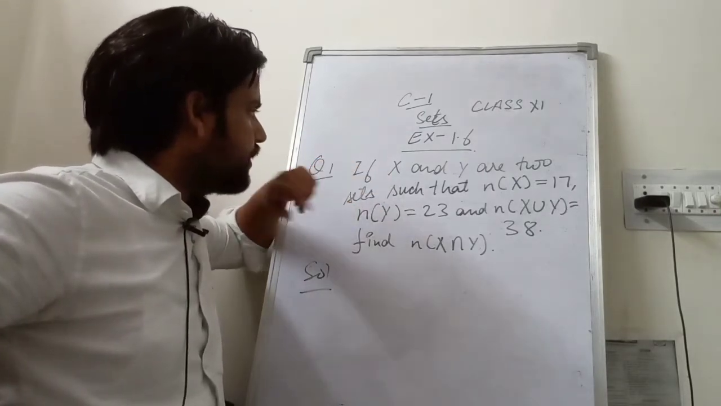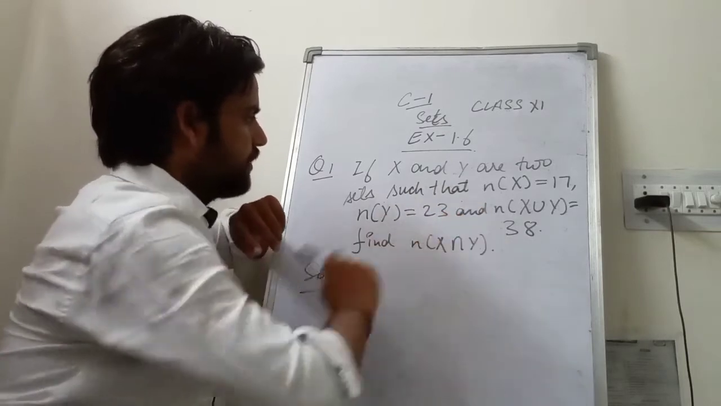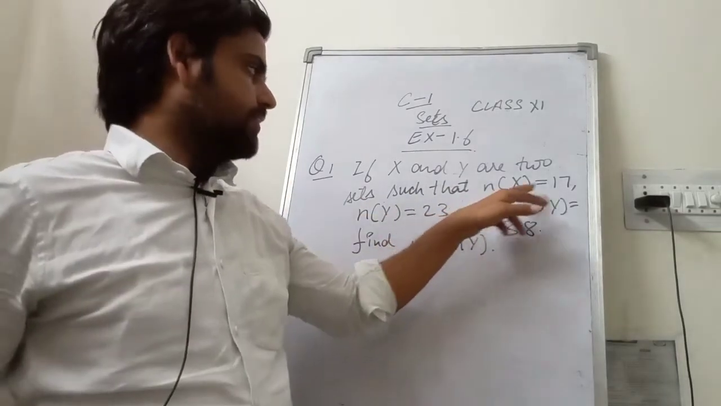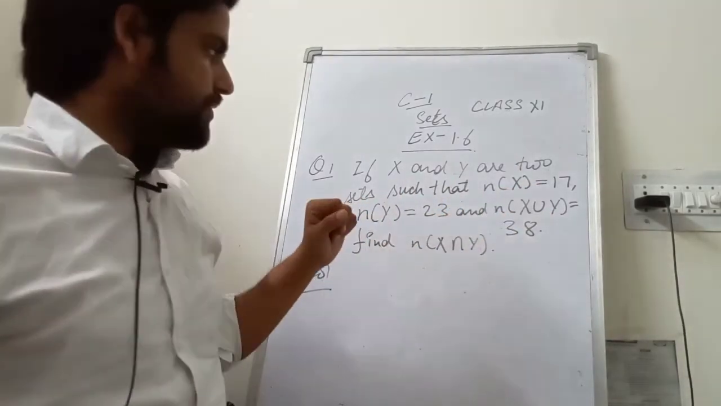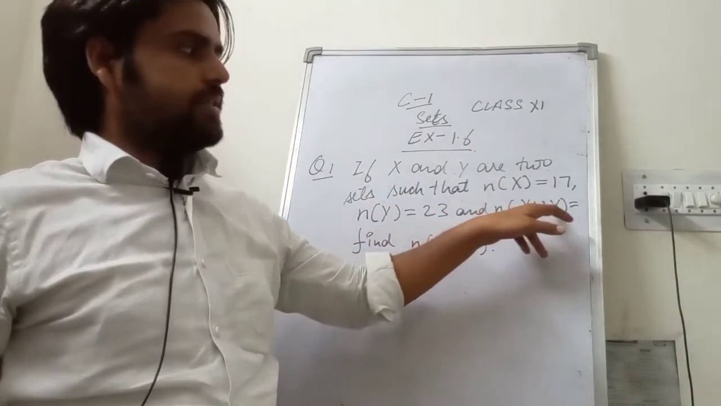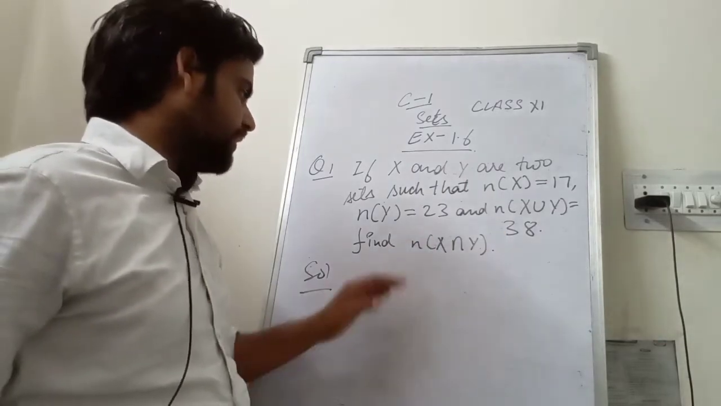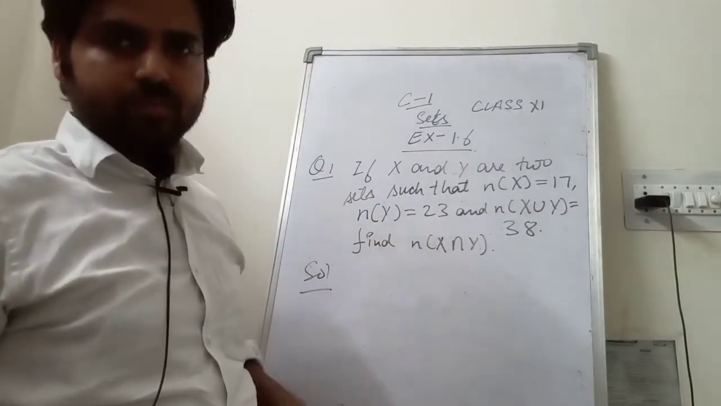If X and Y are two sets such that the cardinal number of X set is 17, the cardinal number of Y set is 23, and the cardinal number of the union of X and Y sets is 38, you have to find out the cardinal number of X intersection Y.